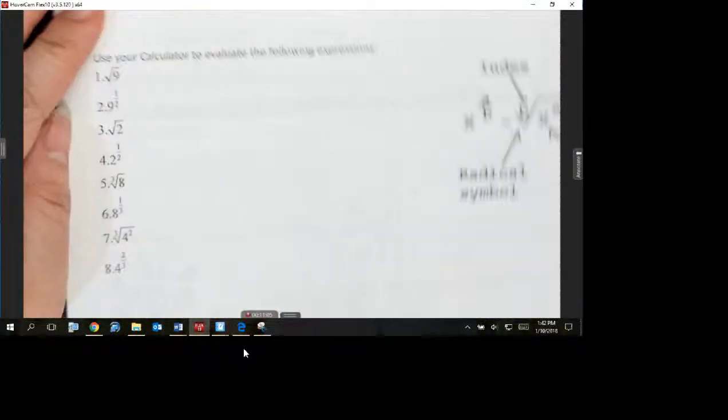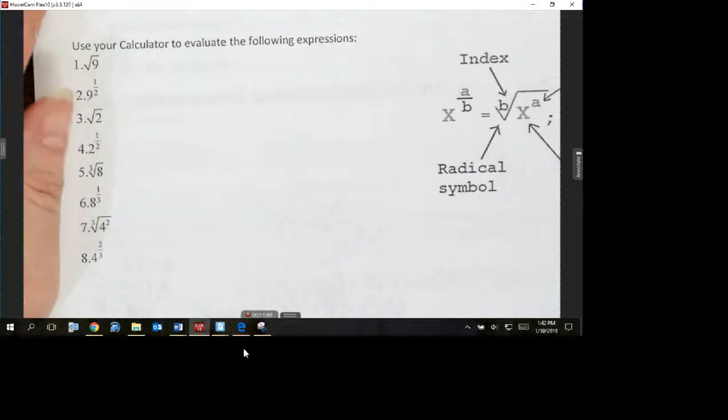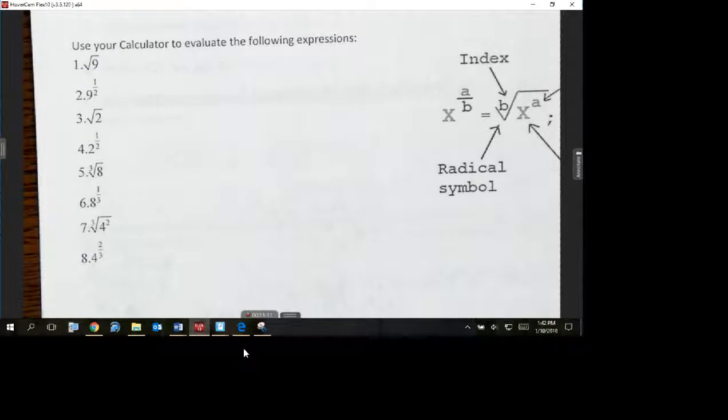We're not really using our calculator to get answers. This is just to maybe see some patterns, to develop our rules ourselves and learn by experience. So it says to use your calculator to evaluate the following expressions.